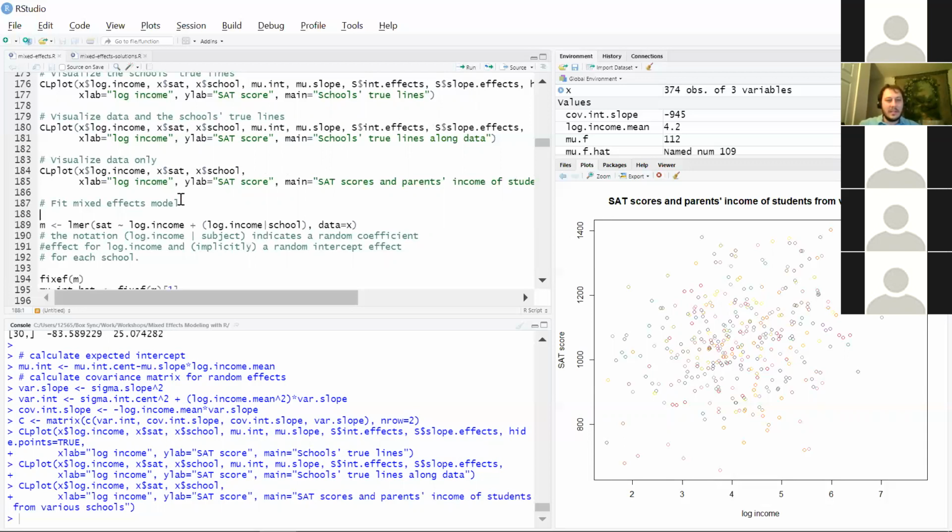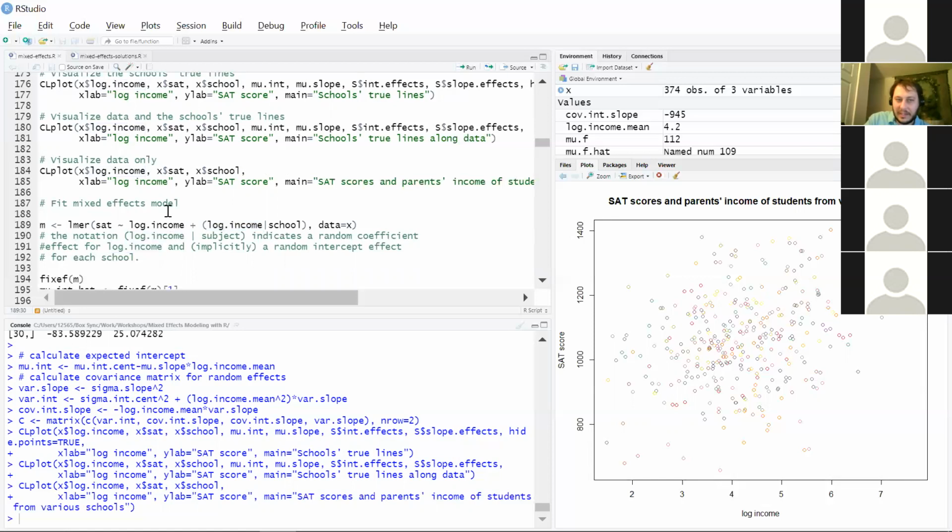So how does our mixed effects modeling formula differ this time? Last time, I would have said every school, or every subject, had its own intercept deviation. So I had a 1, I had a random effect.